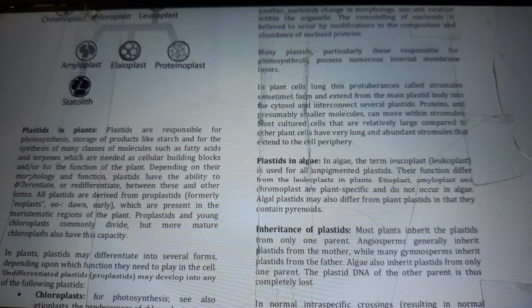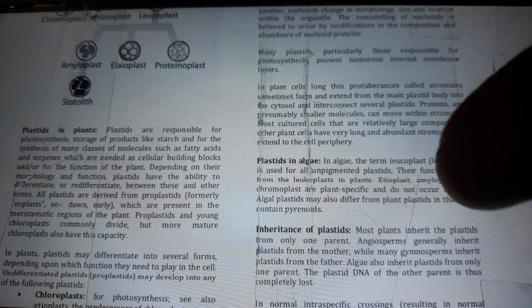Plastids in algae. In algae, the term leucoplast is used for all unpigmented plastids. The functions differ from the leucoplast in plants. Etioplast, amyloplast, and chromoplast are plant-specific and do not occur in algae. Algal plastids may also differ from plant plastids in that they contain pyrenoids.